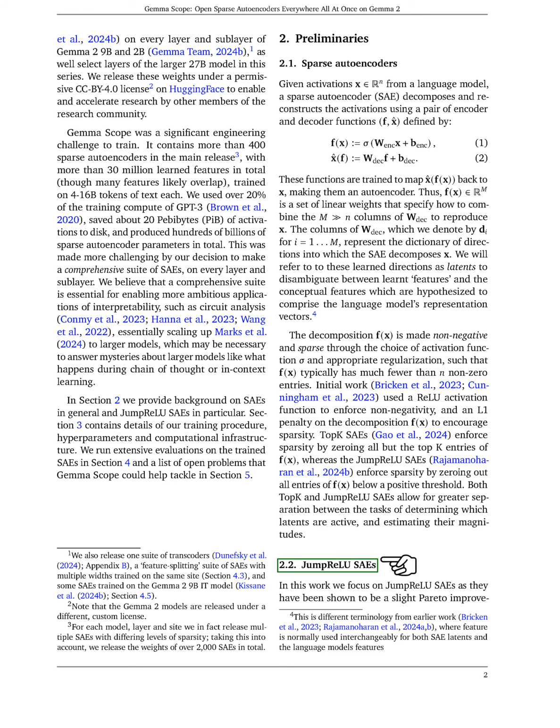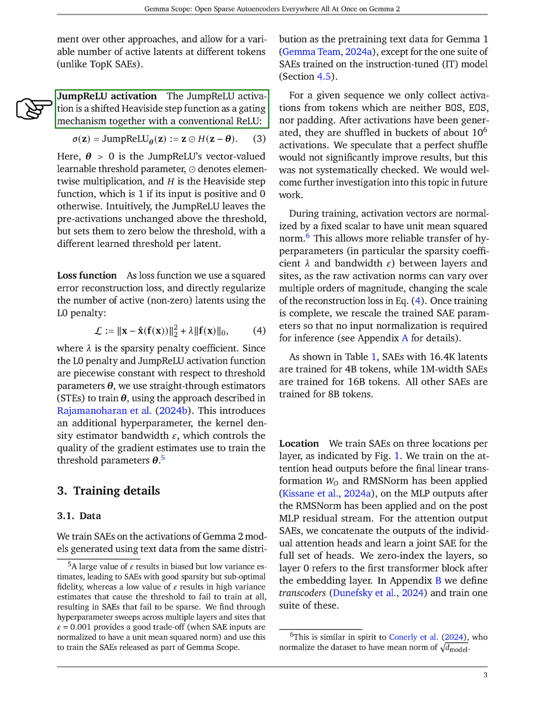Section: Jump-ReLU SAEs. In this section, we focus on jump-ReLU sparse autoencoders, SAEs, because they offer a slight improvement over other methods and allow for a varying number of active latent variables at different tokens, unlike top-K SAEs. The jump-ReLU activation functions as a gating mechanism, combining a shifted Heaviside step function with a standard ReLU.